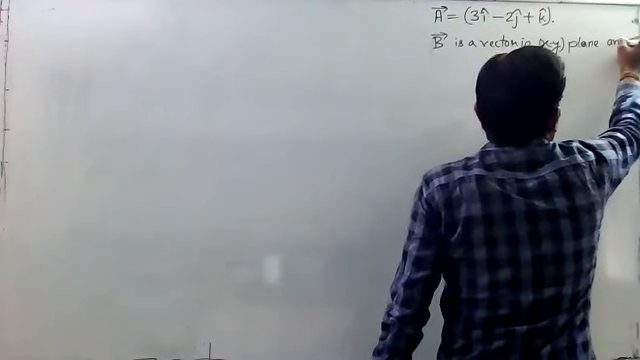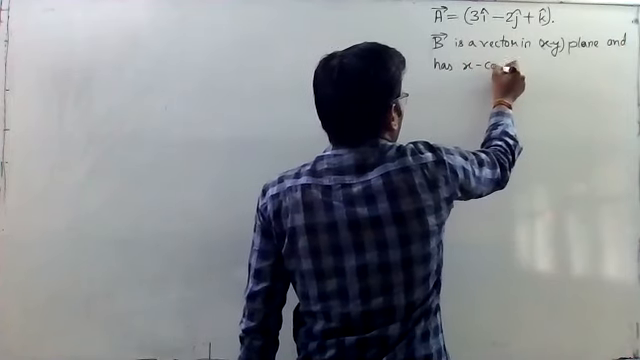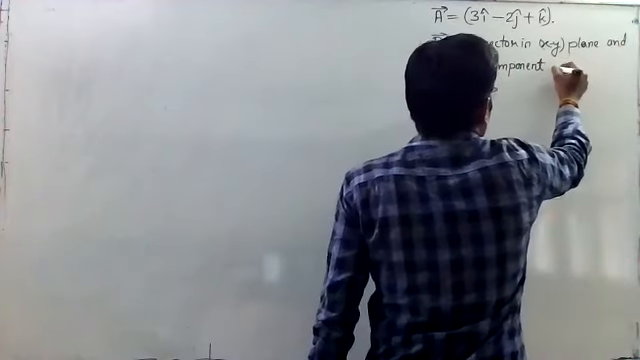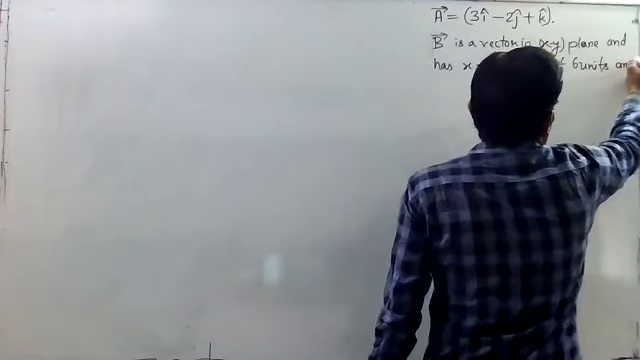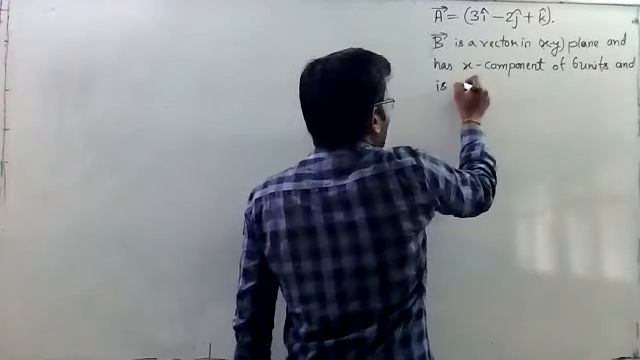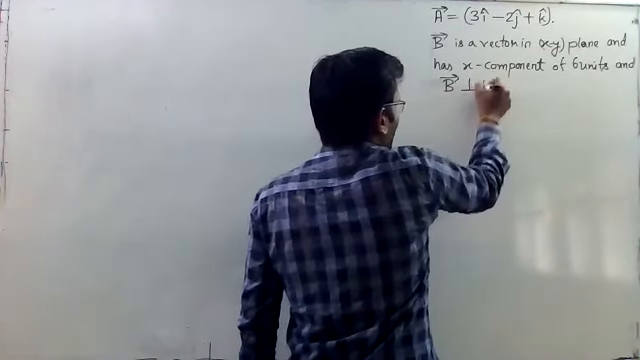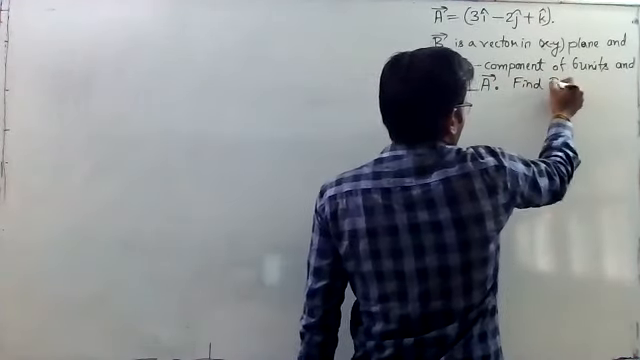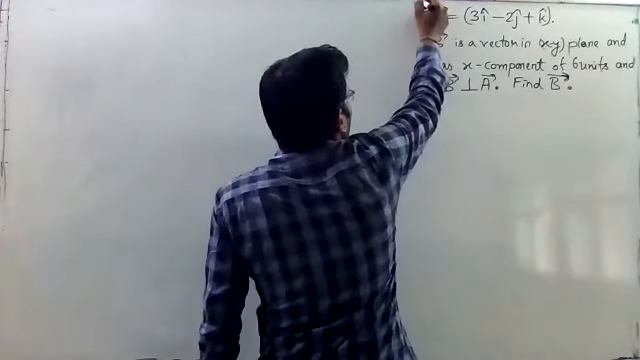And it has an x component of 6 units. And B vector is perpendicular to A. Then find B. What you have to do? You have to find B.